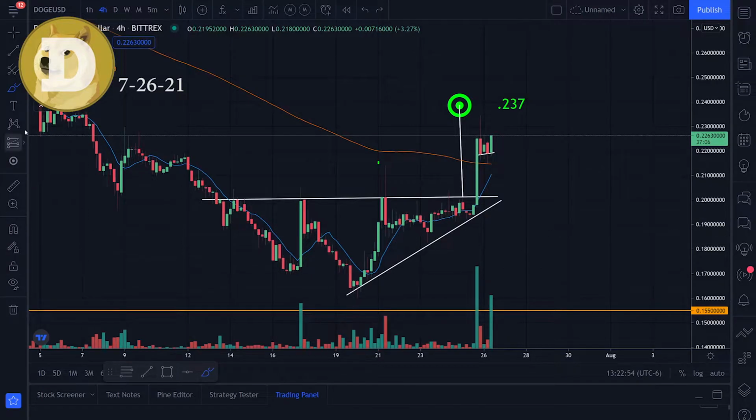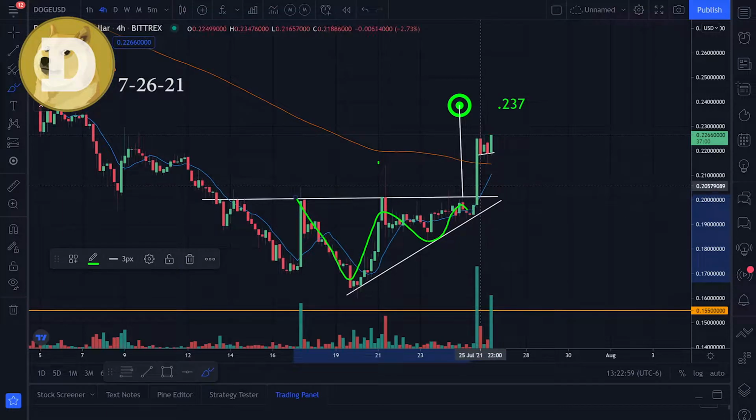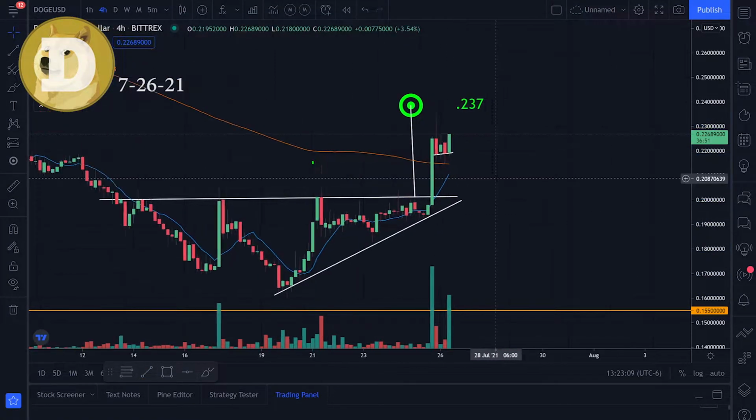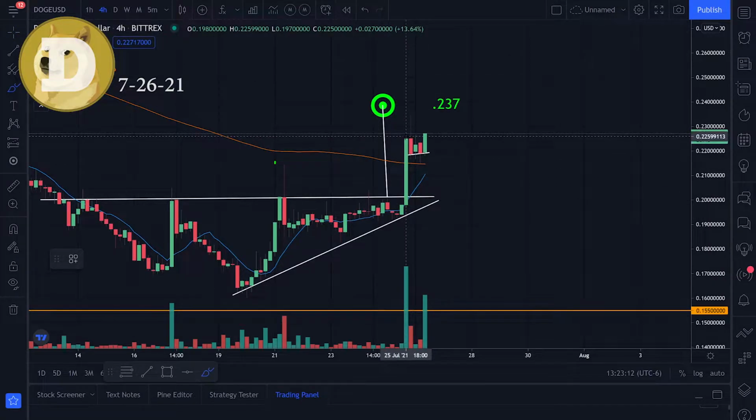Let's take a look at the chart action for Dogecoin. All right, so in my last video, we were looking at this triangle pattern right here. We had a breakout going to the upside right here. I was taking from the top to the bottom of this triangle, dragging it to the breakout. We're looking at a target of around 0.237, and we actually are forming this other pattern right here.